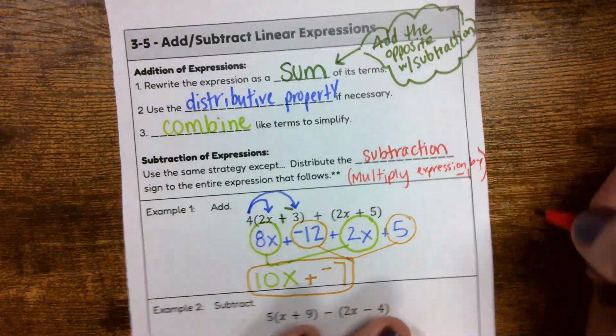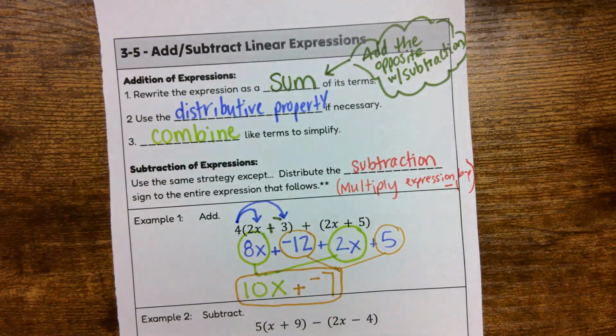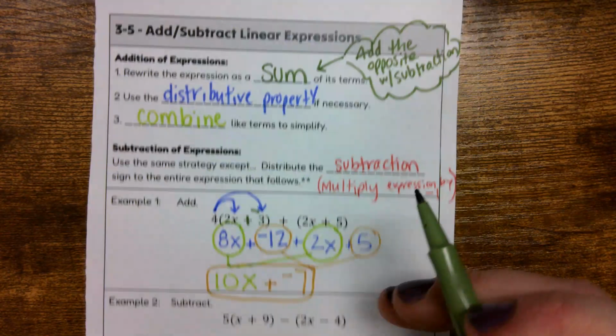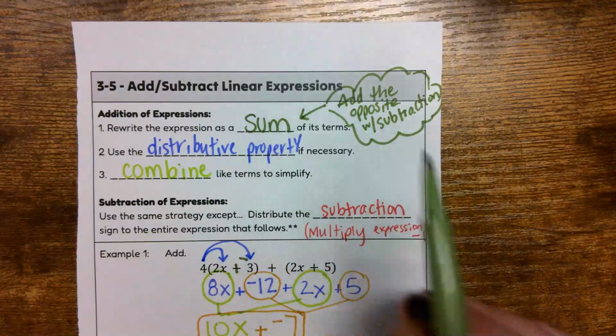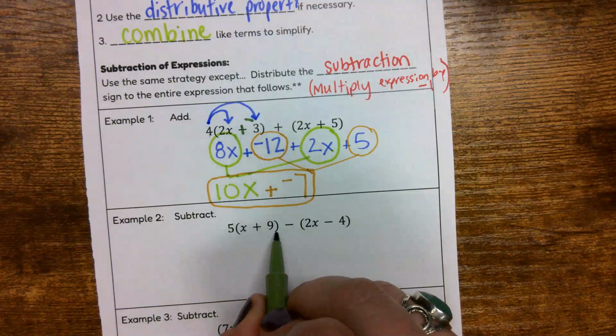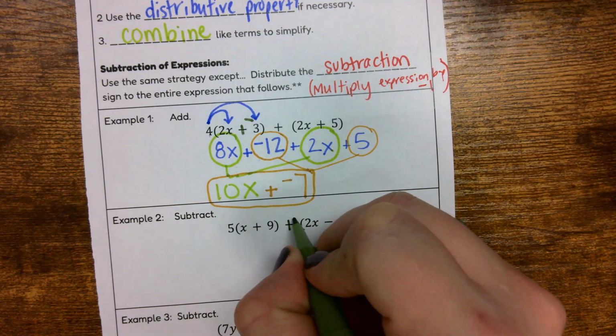Okay, so we are going to multiply the expression by -1. So let's see what that looks like in real life, because we're going to have to do that here. Remember that the first step is to rewrite the expression as a sum of its terms and add the opposite. So let's go here.